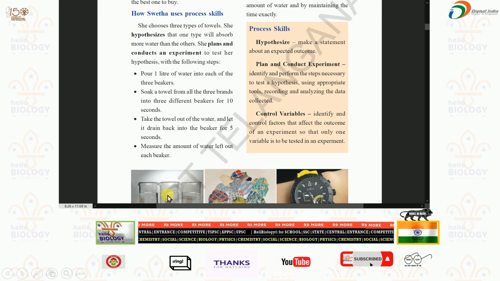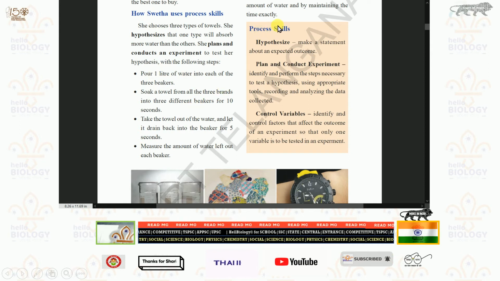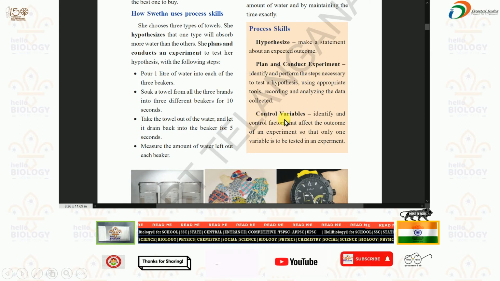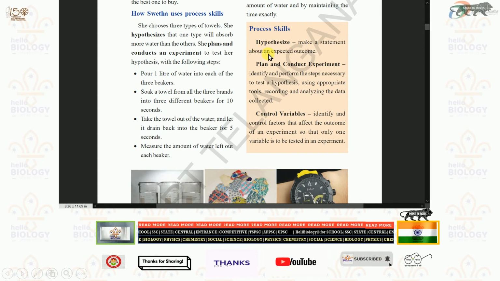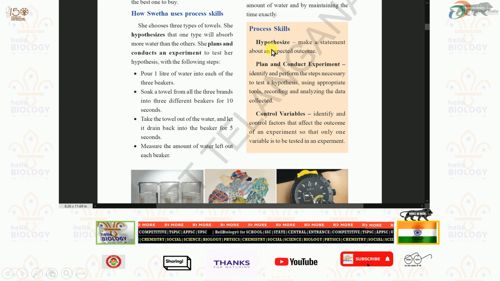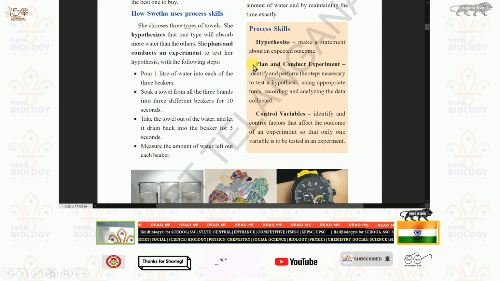Then what processing skills did she follow here? They won't ask about the activity here, but the processing skills. She followed hypothesis, planning and conducting the experiment, and controlled variables. Make a statement about an expected outcome. Hypothesis means here she wants to know which cloth is best suited for absorbing water.